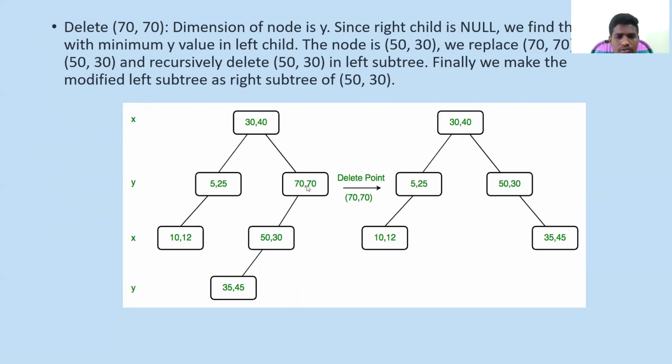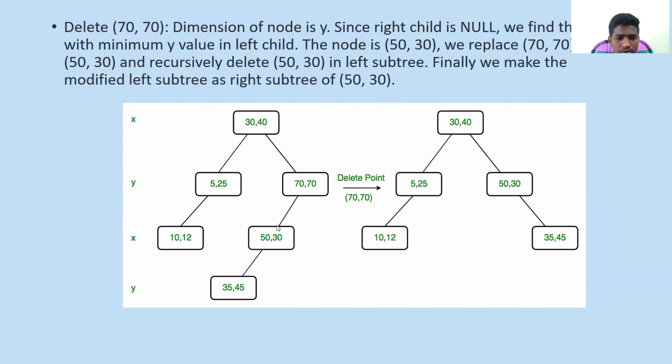Here we want to delete this 70 comma 70. As we don't have any right side nodes, we will go to the left side nodes. This is aligned in the y plane, and we have to replace the 70 comma 70 with the 50 comma 30 value, and we will delete this 50 comma 30. Why do we replace it with 50 comma 30? Because here we find the minimum y value.